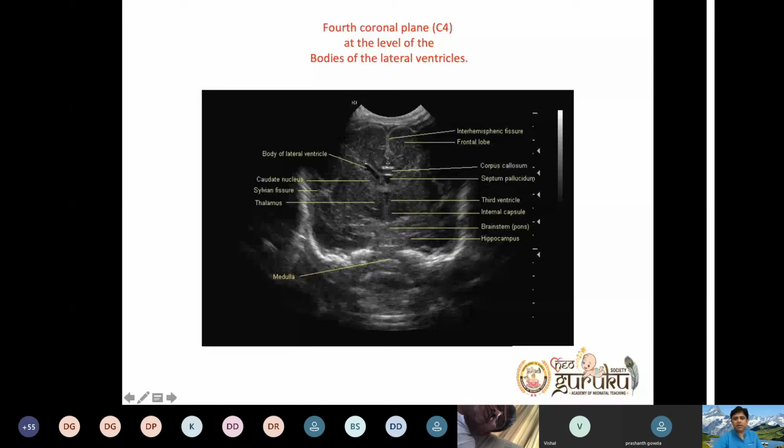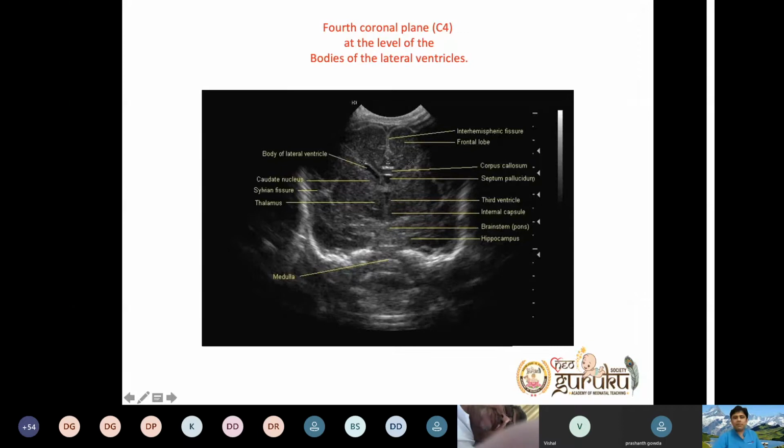So from top to bottom: skin, layers of skull, intrahemispheric fissure, you have your frontal lobe, and if you tilt a little backwards, you might see your parietal lobe also. Then opening, lateral ventricle, caudate nucleus, thalamus, internal capsule, Sylvian fissure, third ventricle here. This is your CSP between the two lateral ventricles. So this is your corpus callosum, CSP, and below you get your fornix. So this is how it looks.